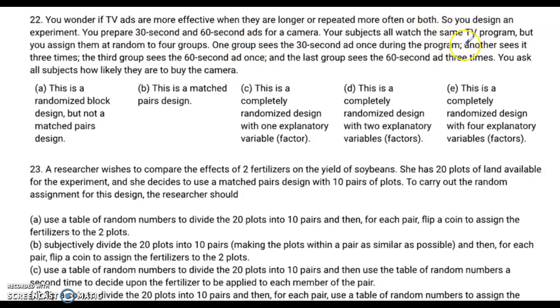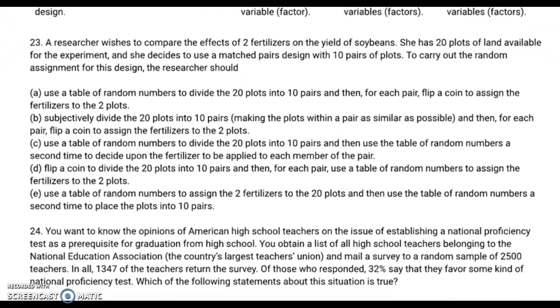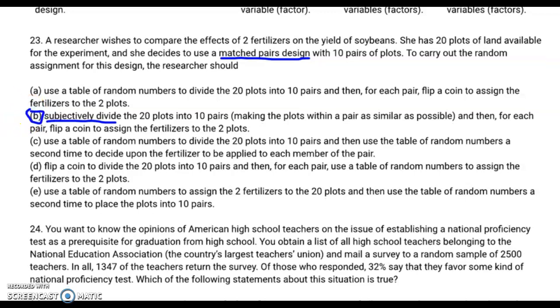For number 22, there's a lot of information here, but one important thing is that all your subjects watch the same TV program, but you assign them at random to 4 groups. Those groups aren't blocks, they're not matched pairs. This is a completely randomized design, and the 2 explanatory variables or factors are the ads. For question 23, we're looking for the effect of 2 fertilizers on the yield of soybeans, and this researcher wants to use a matched pairs design. Remember, matched pairs needs to have pairs that are as similar as possible, so they're going to have to subjectively divide these 20 plots into 10 pairs, making sure that those pairs are as similar as possible, and then flipping a coin. That's your classic matched pairs.